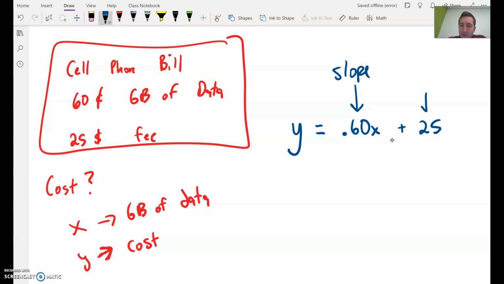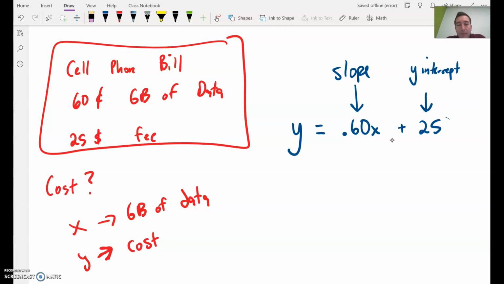Okay, now let's look at this 25. That is our y-intercept. That is our starting cost. No matter what, you are going to pay $25. That's why there's no variable there. That's a constant. You pay $25 every month. But then depending on how much data you use, your bill is either going to go up or stay at $25.